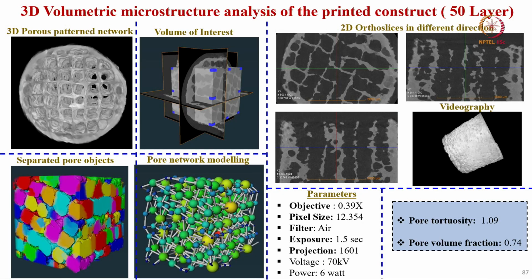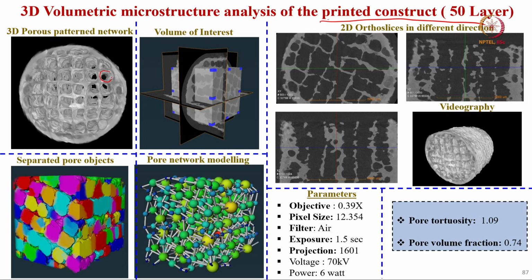Now, this is a 50 layered construct. You can see this is a 50 layer structure, and through and through the pores can be seen. For example, you can see these particular pores are continuous through and through. So, this is a very continuous cylindrical pore channel that is being developed, and one can take different volumes of interest, VOI, and find out what the pore size and pore interconnectivity are.